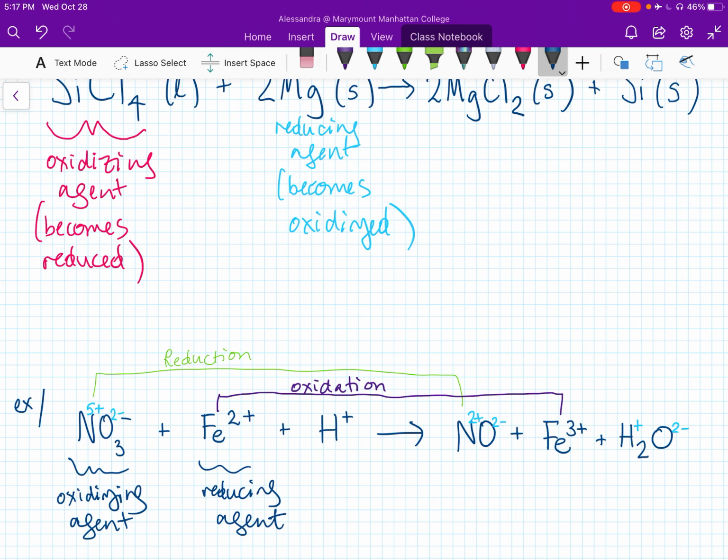So I want you to be able to look at redox reactions, assign oxidation states to all elements involved in those reactions, and then figure out which element is being oxidized, which element is being reduced, and what the oxidizing agent and reducing agent are.